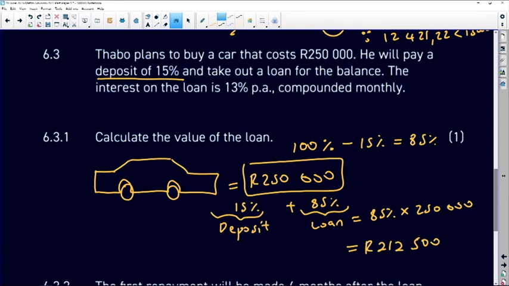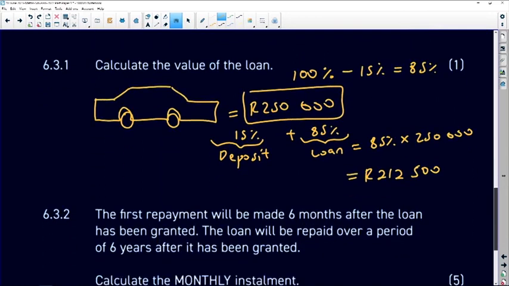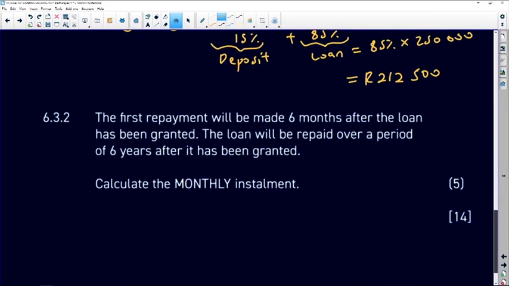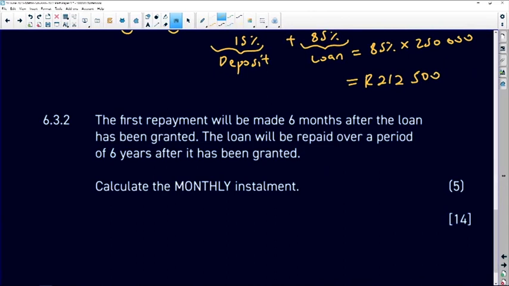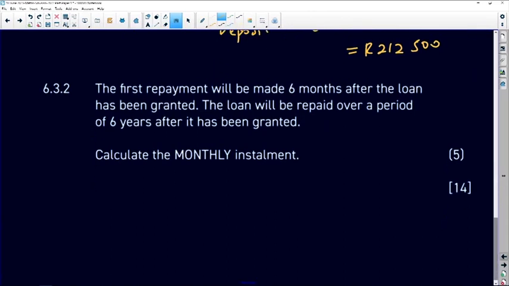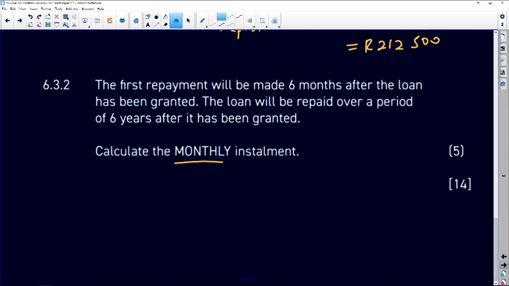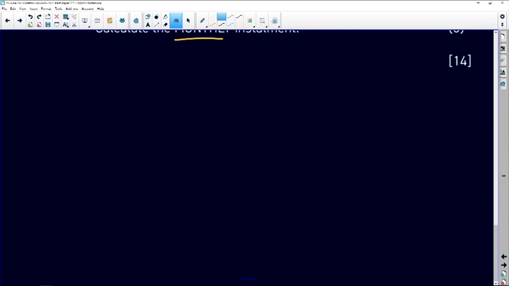Okay, cool. Now, the follow-up question says to us here that the first repayment will be made in 6 months' time, okay? After the loan has been granted. The loan will be repaid over a period of 6 years after it has been granted. Calculate the monthly installments. So we want to figure out how much Thabo is going to pay every month to settle the loan. So let's talk about this and use a timeline to explain it in a very awesome way.